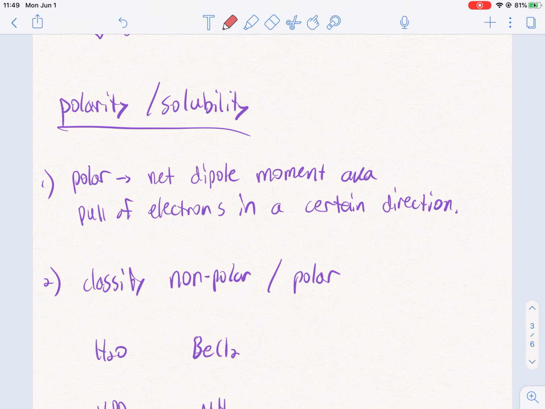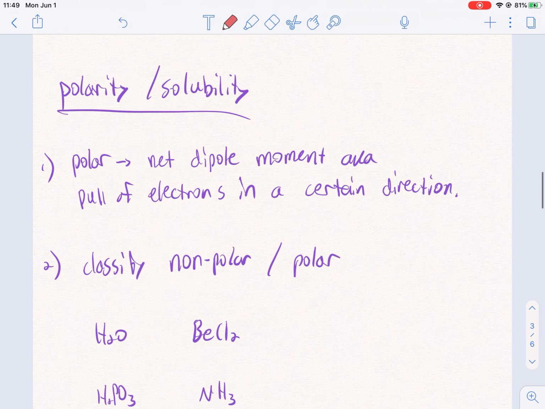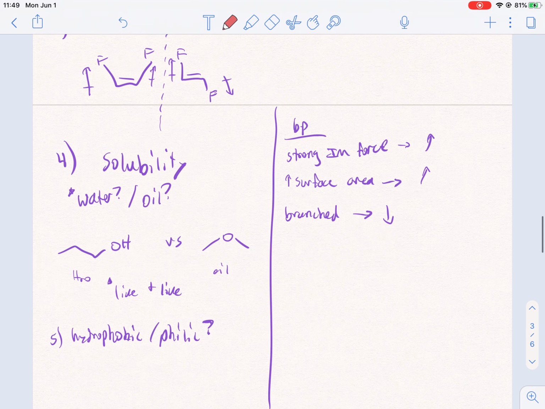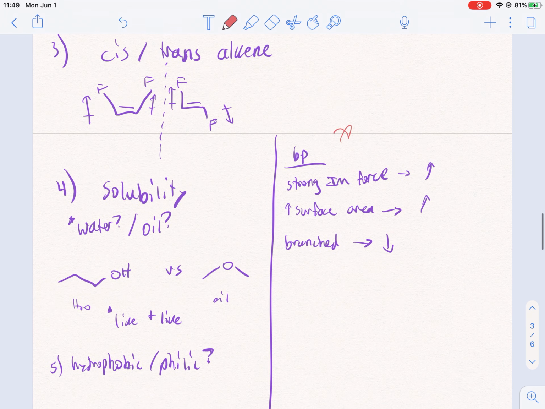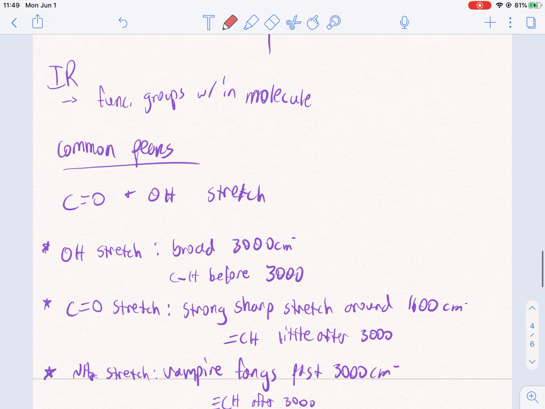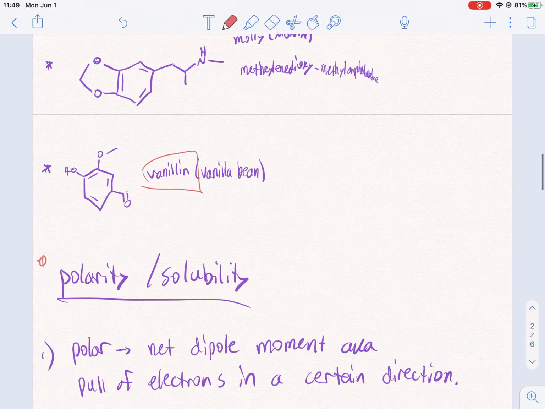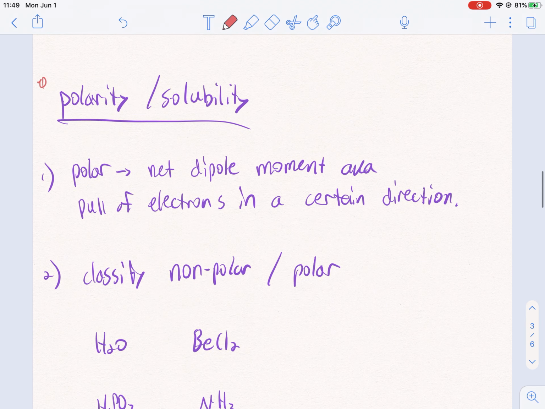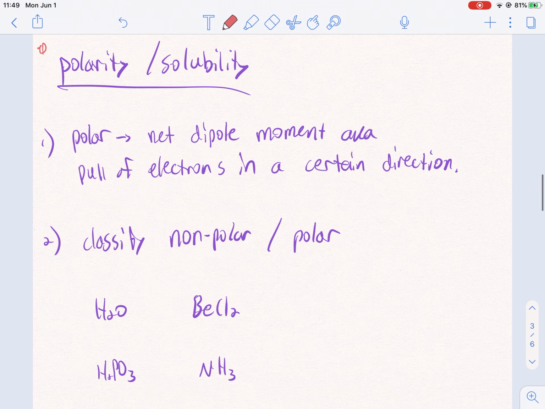Okay, one more. Polarities. Okay, I'll let you know. Polarity, solubility, boiling point, melting point, IR. You're only gonna have like probably 5 questions max. Don't worry about those as much. You need to know them though.